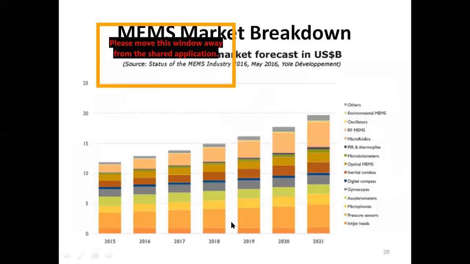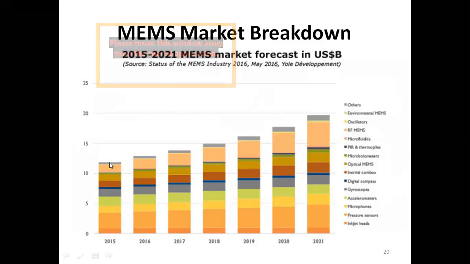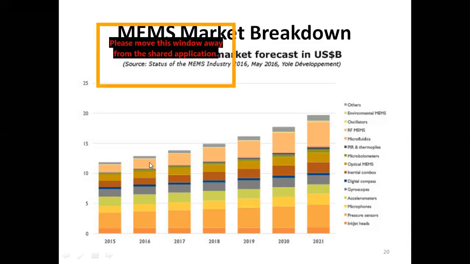This is the MEMS forecast in the US, in billions of US dollars. This is 2015, so almost 12 billion US dollars is the MEMS market in 2015. And in 2016, it was around 13 to 14 billion US dollars. And this is the forecast. It has been done in 2016.